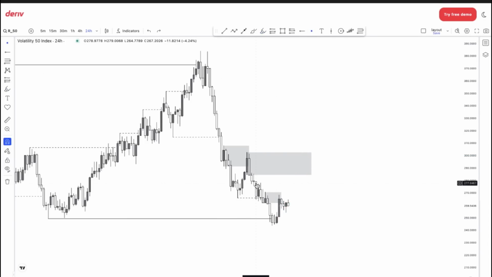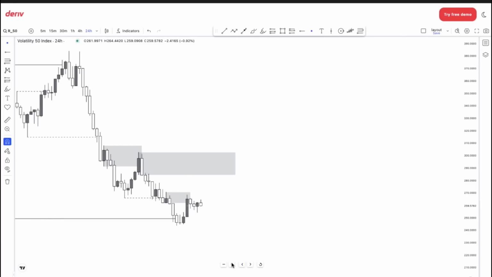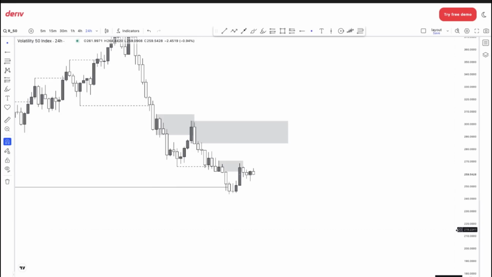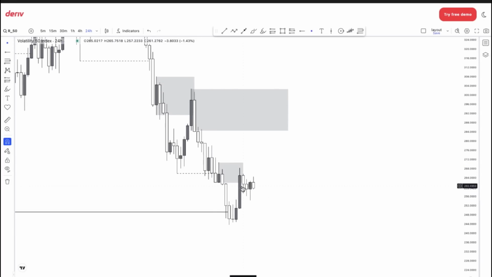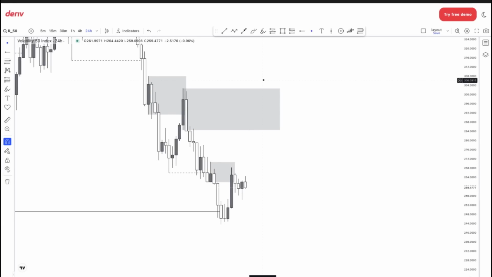So again, we have this supply zone, the structural supply zone, of which I don't think it is going to hold price. We might see price invalidating this supply zone simply because there is a lot of liquidity around this area here on the 4-hour time frame. So right now, I'll be looking for price to push to the upside up until it taps into this supply zone. Now on the 4-hour time frame, as you can see, the internal structure here is currently bearish, right?